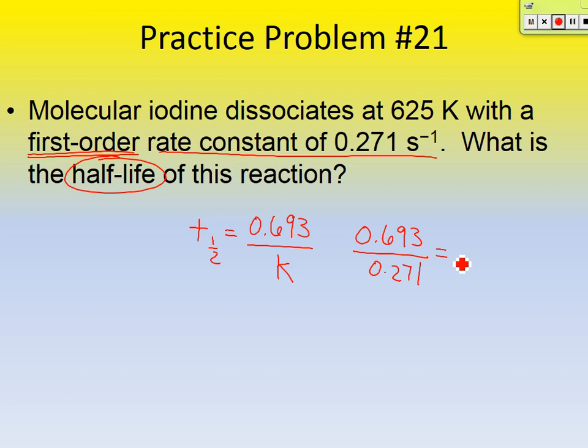So 0.693 divided by 0.271. Good. Yeah, so the answer is 2.56, but a half-life is a time. So what are our units going to be? Since it's in seconds, good. Go back to your rate constant. If it's measuring in seconds, we know that the half-life is also seconds. So t to the 1/2 here, our half-life is 2.56 seconds. How many got that right? Very good.